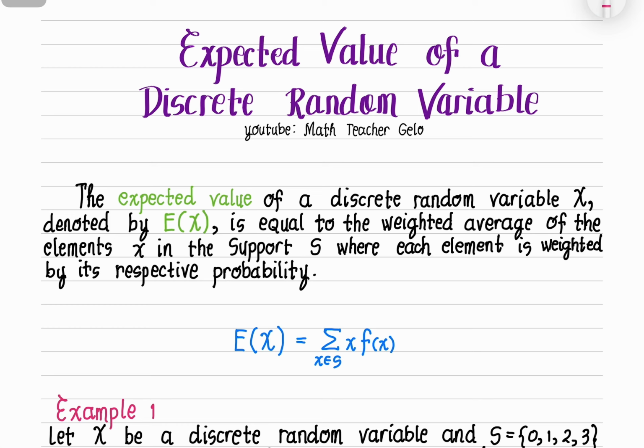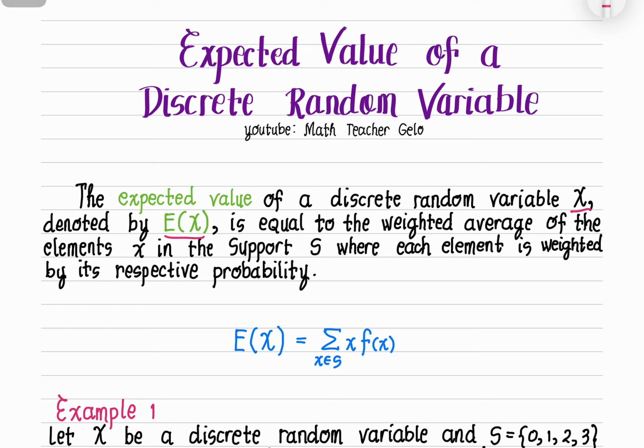For today's video, I will show you how to compute the expected value of a discrete random variable. The expected value of a discrete random variable X, take note of that, the random variable is represented by X, while the expected value denoted by E of X, capital E and then capital X, is equal to the weighted average of the elements x in the support S, where each element is weighted by its respective probability.